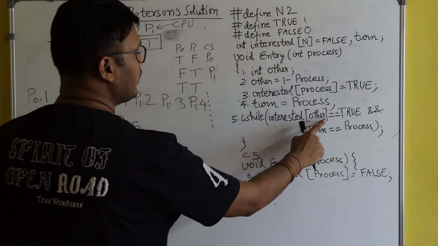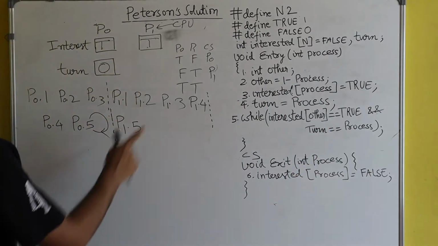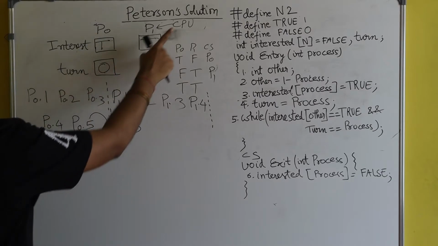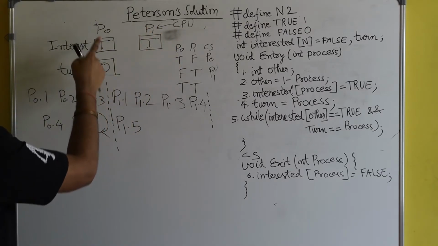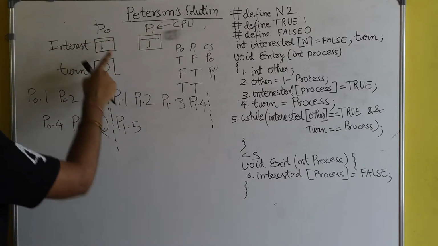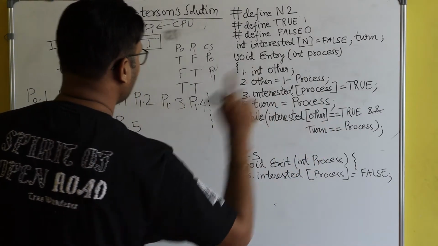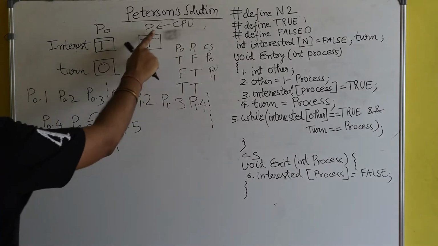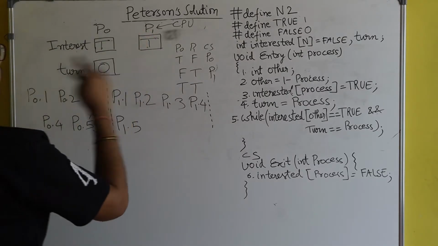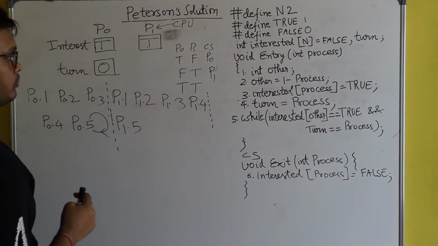So interest of other is equal to true. So now other is P0, since CPU is with P1. So whether P0 is interested? Yes, P0 is interested. So the first condition is true. And turn is equal to process. So what is the process? P1. Okay. So now turn is equal to process.